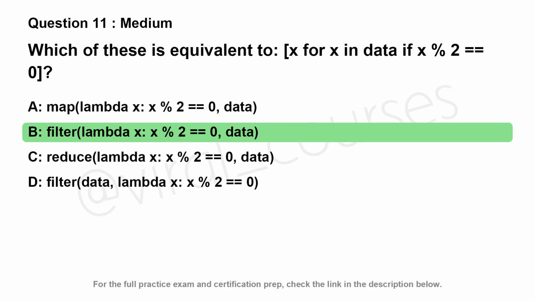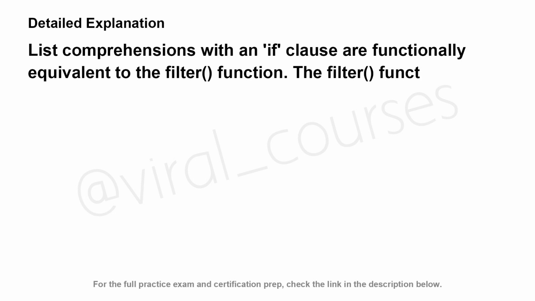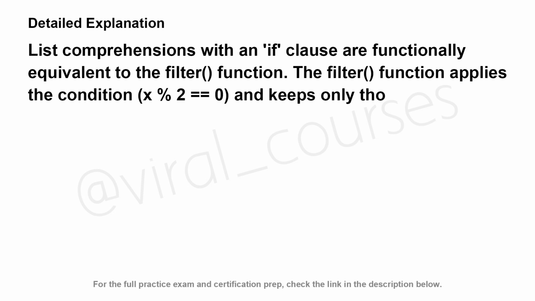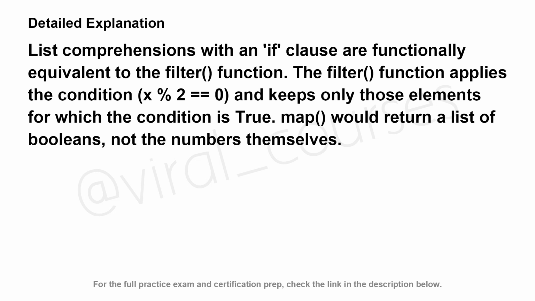The correct answer is B. List comprehensions with an if clause are functionally equivalent to the filter function. The filter function applies the condition x%2 == 0 and keeps only those elements for which the condition is true. Map would return a list of booleans, not the numbers themselves.